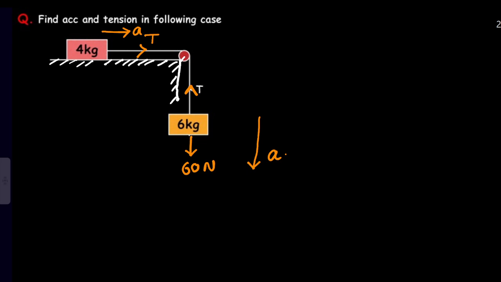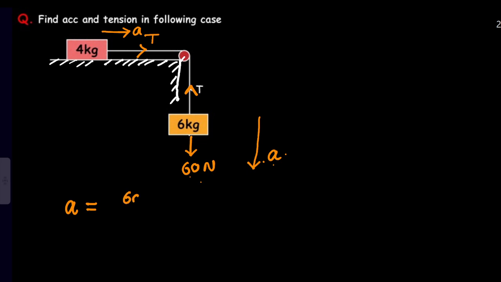First marking. Now we need to draw the free body diagram and write the equations for the 6 kg block as well as the 4 kg block. Tell me now, Newton's law: acceleration equals what? Net force by total mass. So here 60 newtons is along the acceleration, so that should be taken as positive. And T is opposite to the acceleration, so that should be negative.